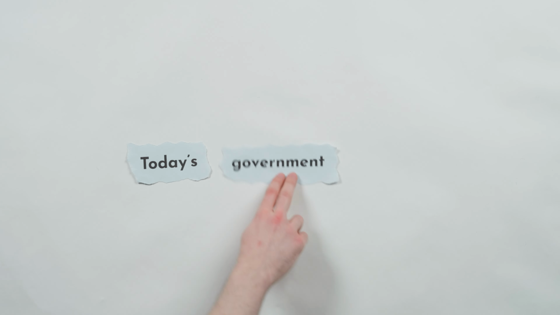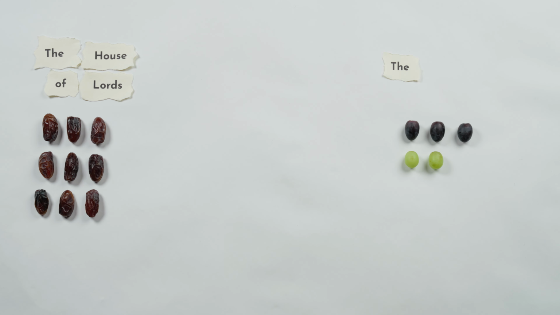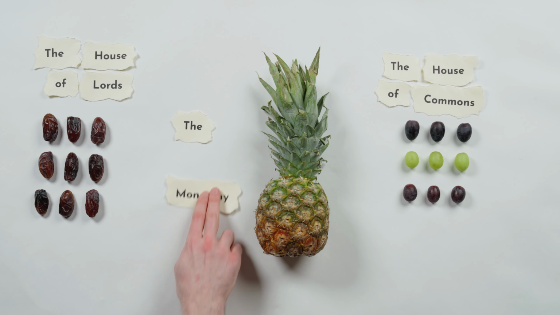Nowadays, there are two main branches of the UK government, or in other words, Parliament. The House of Lords and the House of Commons. The monarch's there too, but they're mostly waving from the balcony like a royal emoji.